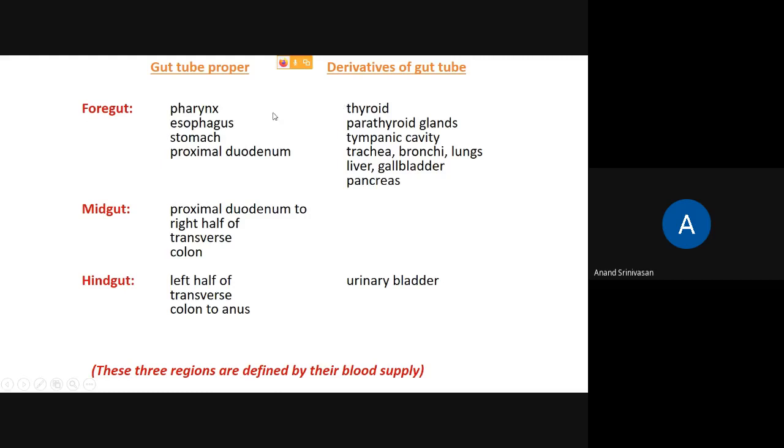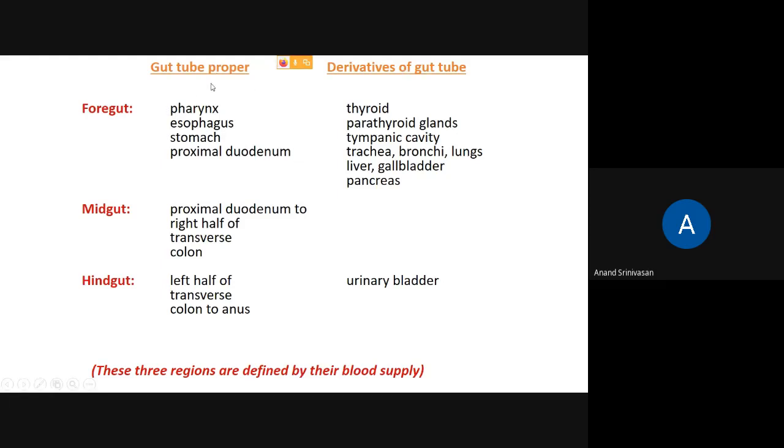So to summarize, the structures which are developed from the foregut, midgut, and hindgut. From the foregut, all the structures from the pharynx until the proximal duodenum, that is until the second part of the duodenum. So pharynx, esophagus, stomach, and proximal duodenum.